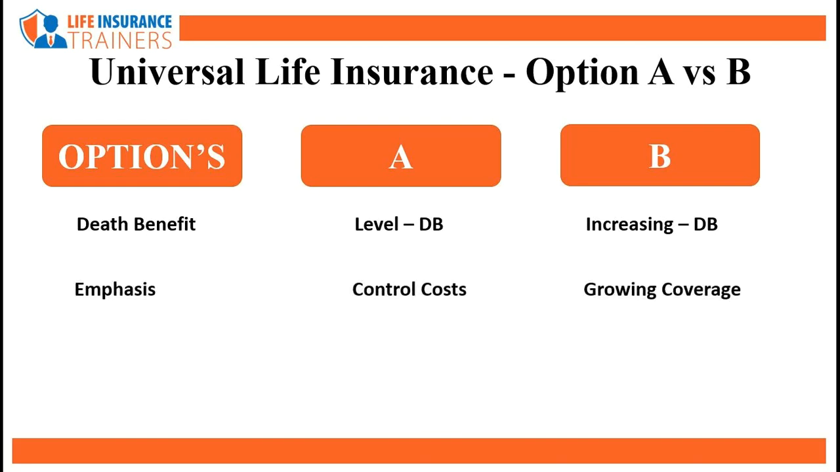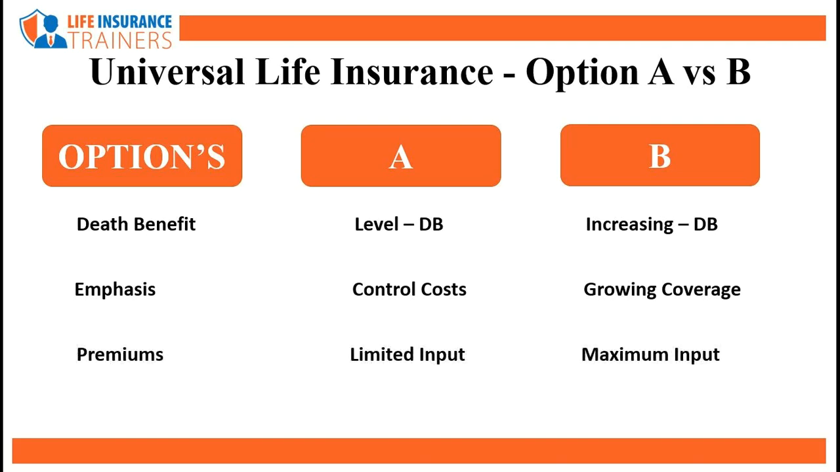The emphasis on option A is that you control the cost. If your $100,000 policy remains level as your cash grows, you're not purchasing extra coverage. You're controlling the cost, which allows the investment to grow better than the death benefit. Conversely, option B is elected for the opposite, to grow the coverage. There's some extra cost in there for that, but we'll talk more about that. But that's the difference there.